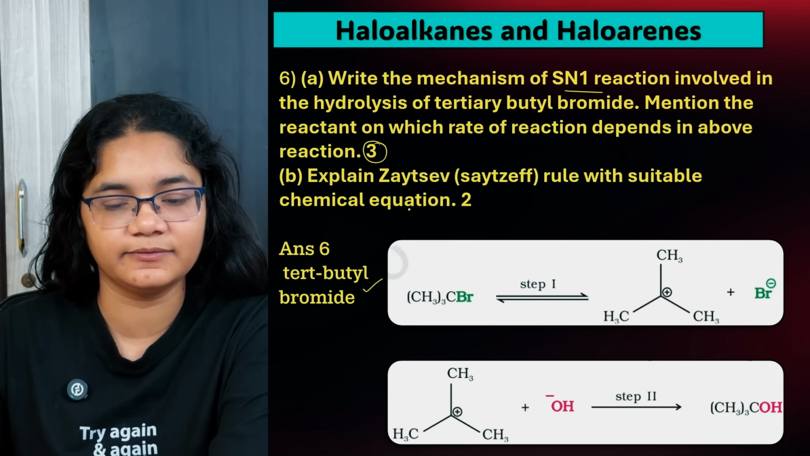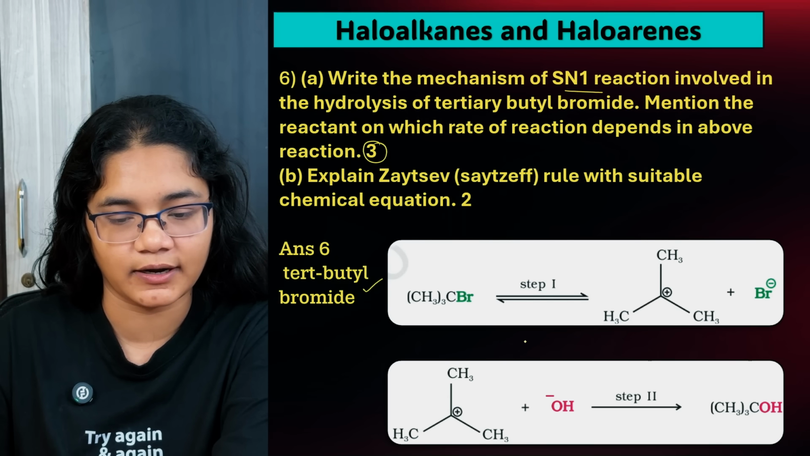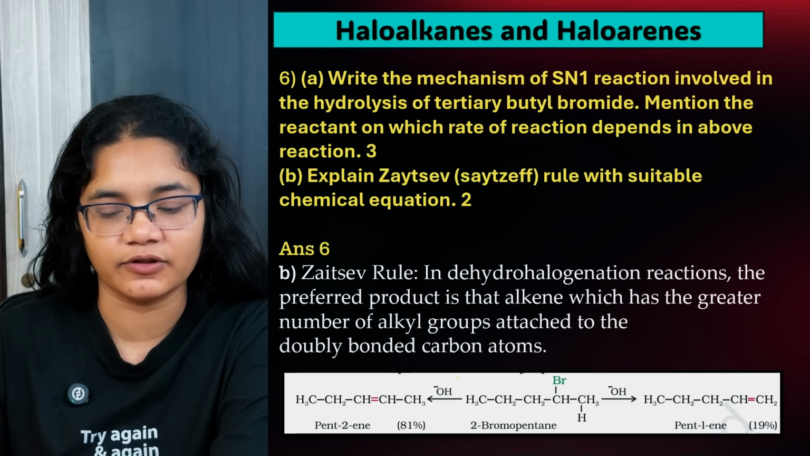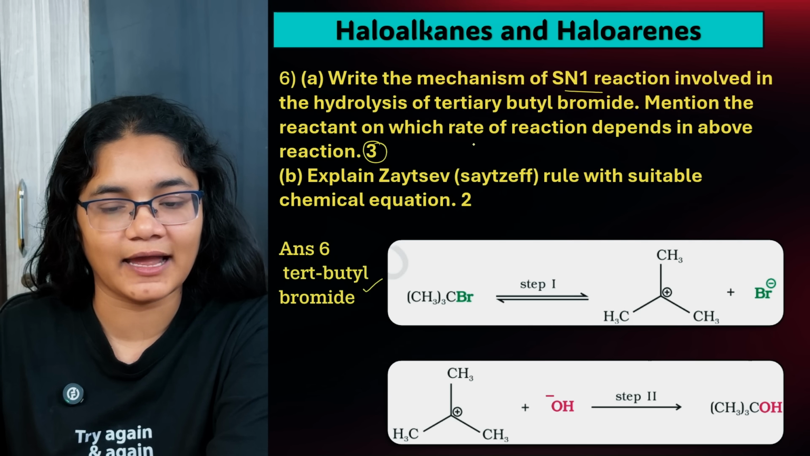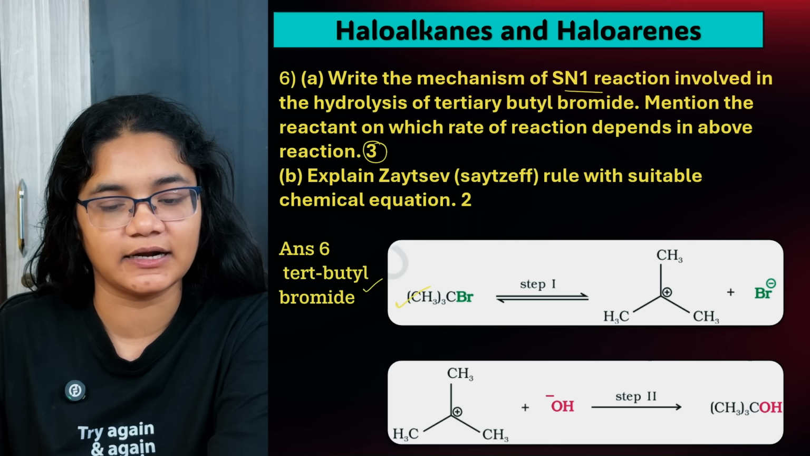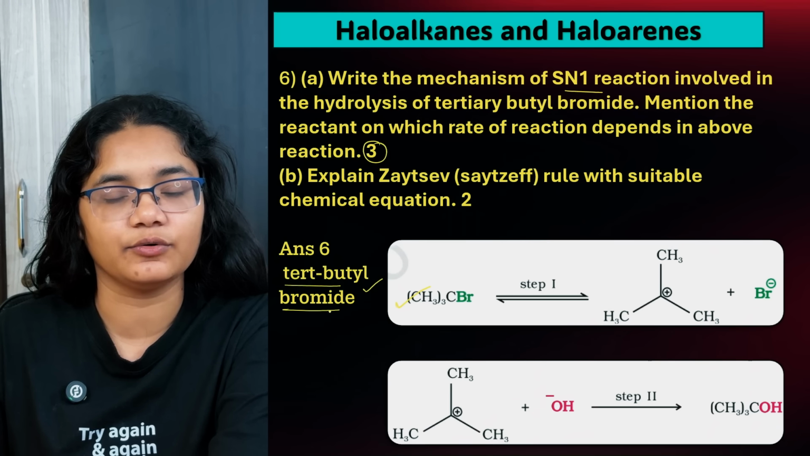So these are the 2 steps. Step 1 is the formation of carbocation, and the second step is the attack of the nucleophile. Okay, next, this is 3 marks: the reactant on which the rate of the reaction depends, that is the substrate, that is tert-butyl bromide.